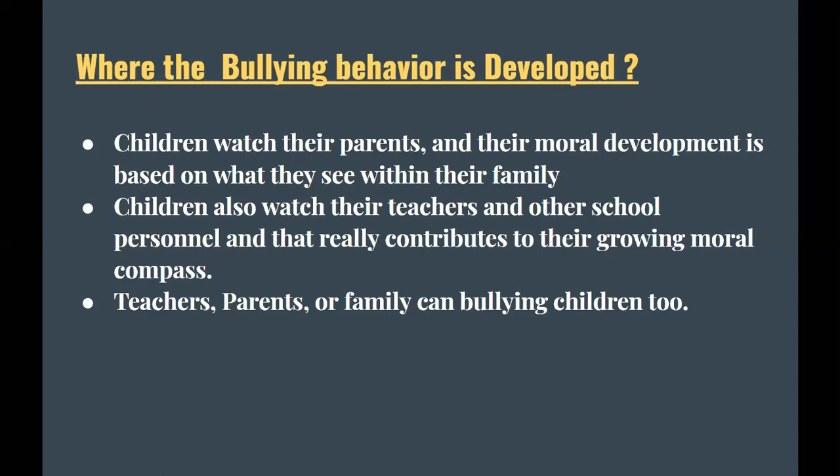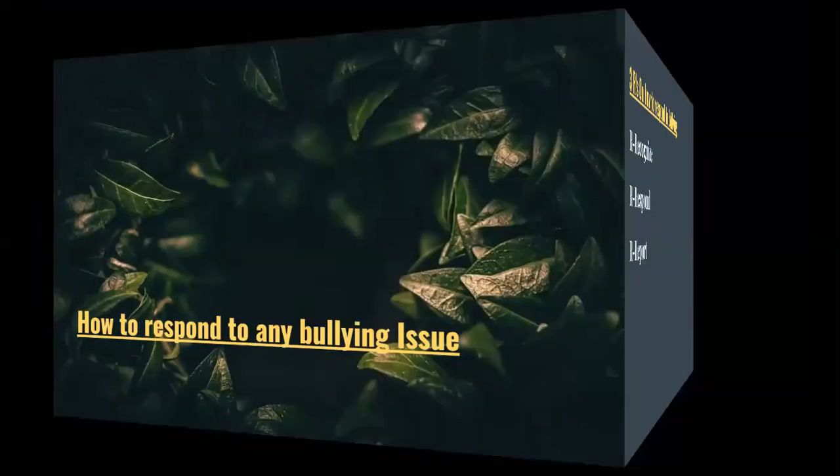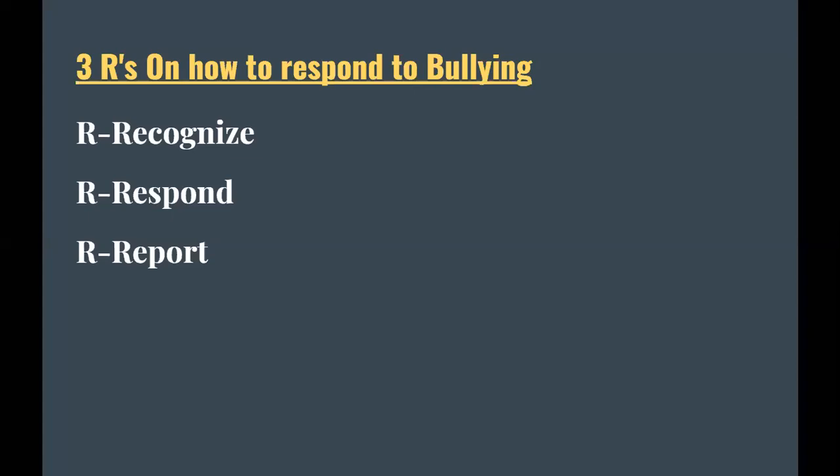So, the question that I probably wanted to know this whole time is how to respond to any bullying issue. I call these the 3 R's. The first one is to recognize. By recognize, I mean that you know it's bullying. You've seen a significant change in this person. You've seen how it's affected them. You've seen what each situation is.